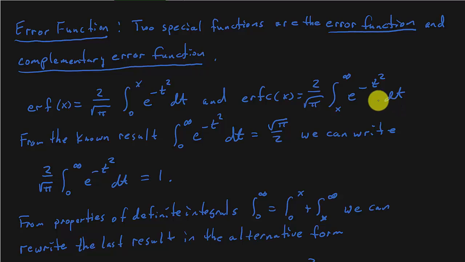There's a known result that the integral from 0 to infinity of e to the negative t squared dt is square root of pi over 2. We can write that this is equal to 1, because if this is equal to square root of pi over 2, then 2 times that would be 1.